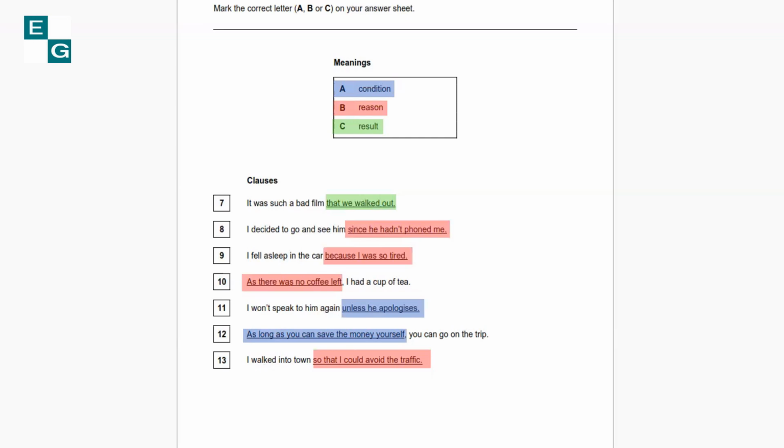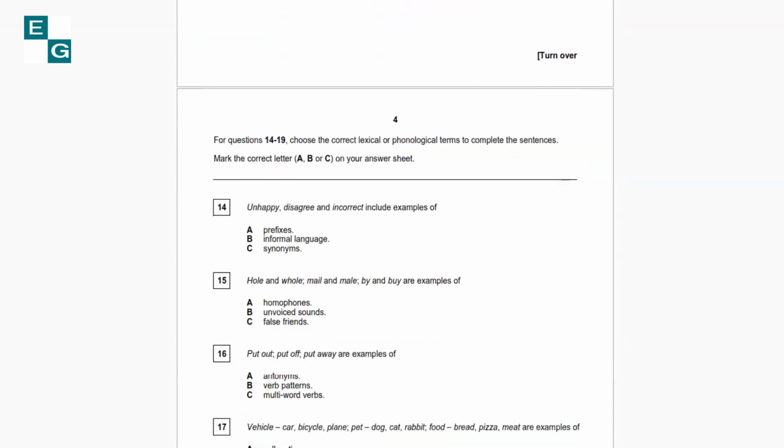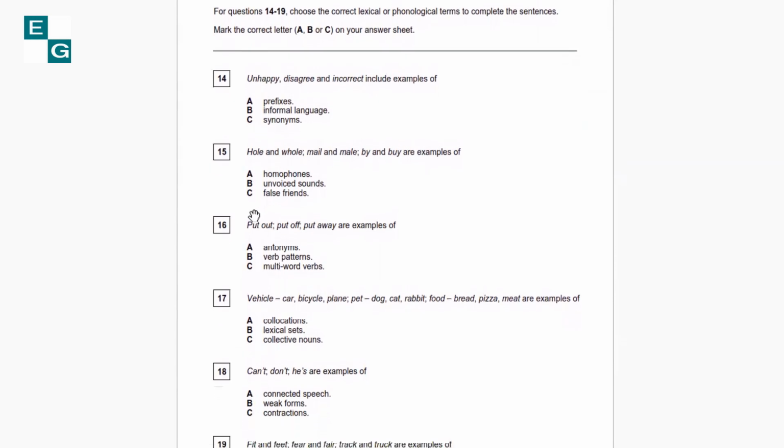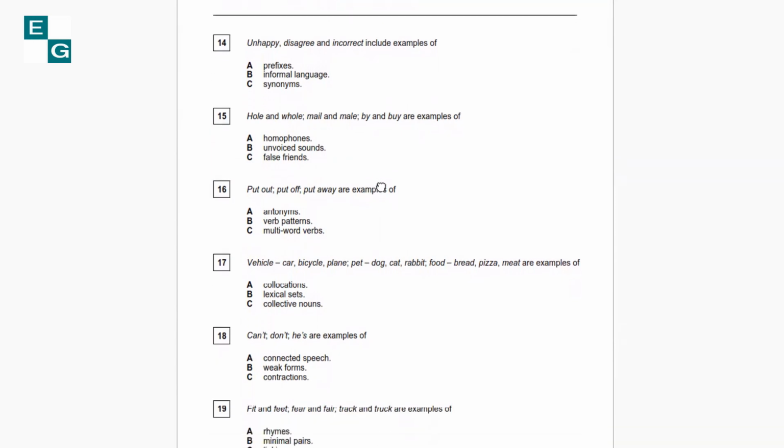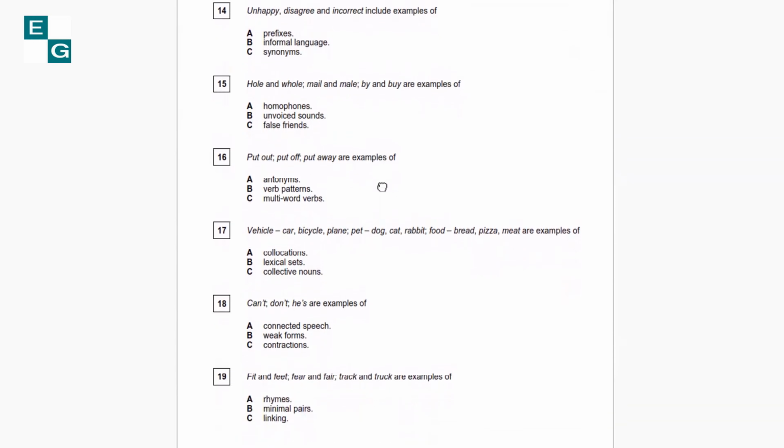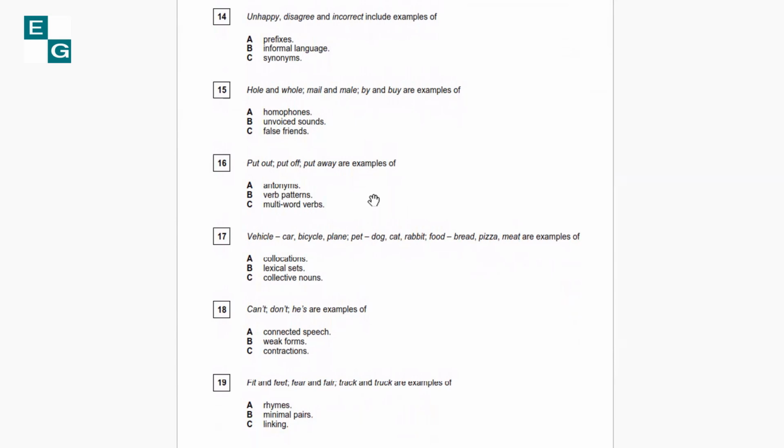Then we can just move on to the next exercise. It says, for questions 14 through 19, choose the correct lexical or phonological terms to complete the sentences. Mark the correct letter A, B, or C on your answer sheet. So we have a few words here, and let's see how we can understand them together.